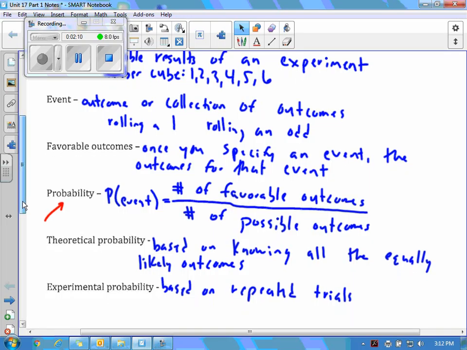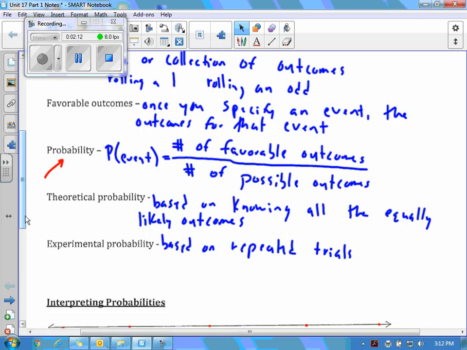Moving on, a theoretical probability is just based on knowing all the equally likely outcomes. So say I do it based on the fact that I know that there are 6 sides to a number cube, but I don't actually roll the number cube. That would be a theoretical probability. An experimental probability would be if you actually did the experiment. So if I actually rolled the number cube 10 times, that'd be experimental probability.